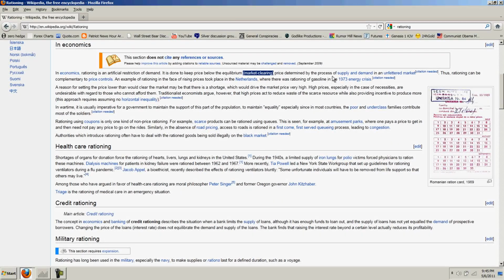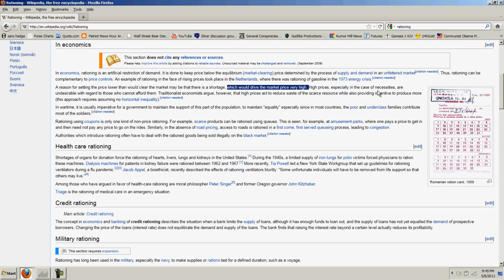Price determined by the processes of supply and demand in an unfettered market, complementary to price controls. An example of rationing in the face of rising prices took place in the Netherlands, where there was rationing of gasoline in the 1973 energy crisis. A reason for setting the price lower than would clear the market may be that there is a shortage, which would drive the market price very high.